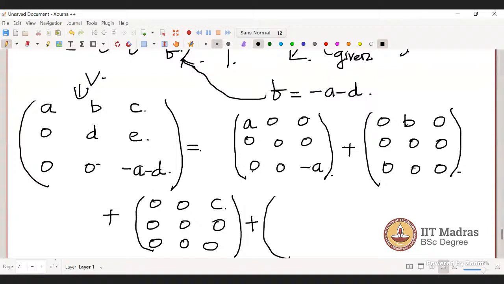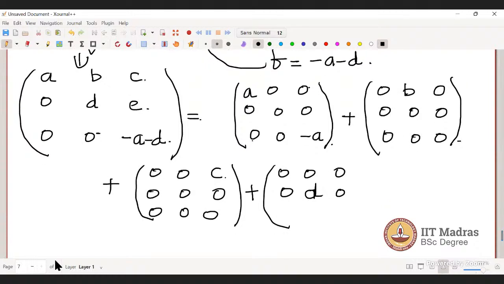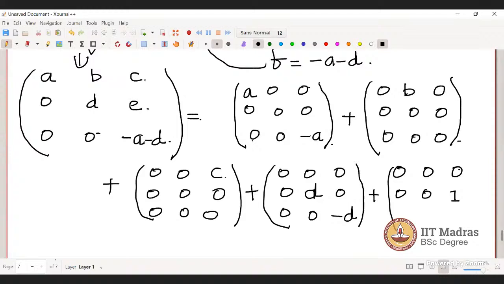The next thing is 0 0 0 0 1 0 D 0, 0 0 minus T. And then the last one is 0 0 0, 0 0 1, sorry, not 1, this is E 0 0 0, right? Yes. I can write this matrix as the sum of these 5 matrices, right?